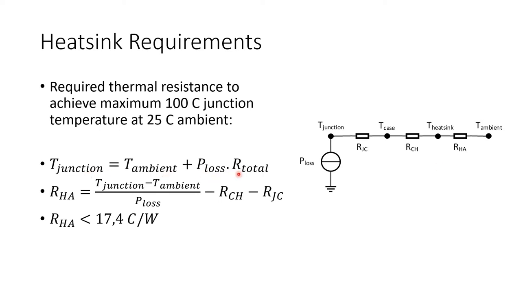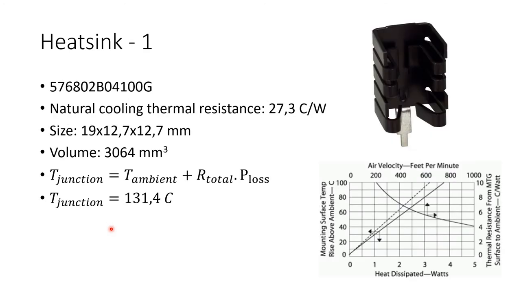We have used this formula, and using it we can find the heatsink to ambient thermal resistance as 17 Celsius per watt. So in order to achieve a 100 Celsius junction temperature, the heatsink to ambient thermal resistance should be lower than 17 Celsius per watt. Now this gives us a rough estimation of how our heatsink should be.